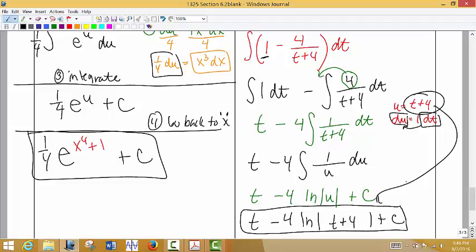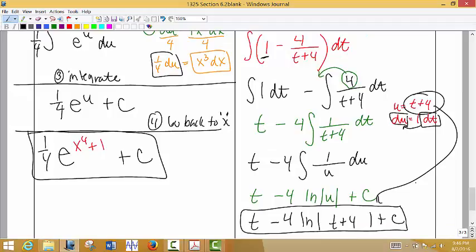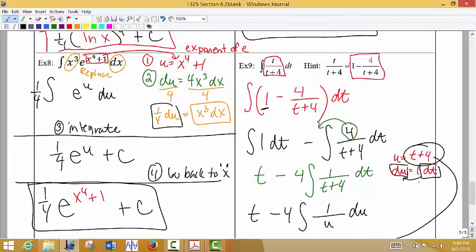Alright, so the key for these is to go back to step 1 and to say, what should I let be u? It's the most complicated part of the expression. We're looking for a group of terms raised to a higher power, or we're looking for, like we did in example 8, the exponent of e. Once you have that, we can find du, and we should be able to replace all the extra stuff in terms of du. Once everything in our integrand is in terms of u, we integrate. Should be a pretty simple integration, and then we go back to what u represents.